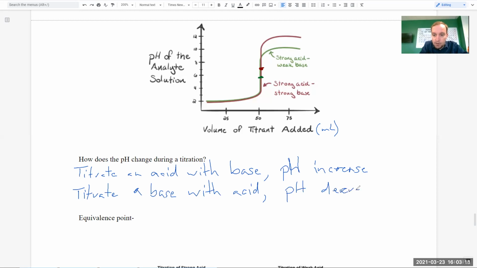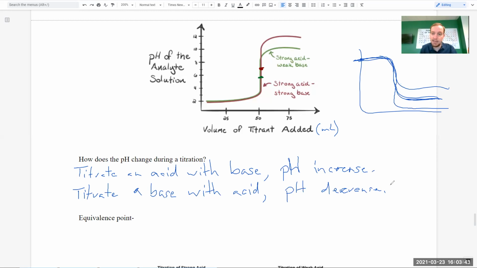The way that would look on our graph is we would have a graph like this, and it would look this way. We would start up here high on the pH scale, and as we add our acid, it would eventually go down. If we add a weak acid, it would go here. If we add a super strong acid, it would maybe go down there. That's what the curve is going to look like. So it either increases or decreases, depending on if you're titrating an acid with a base or a base with an acid.